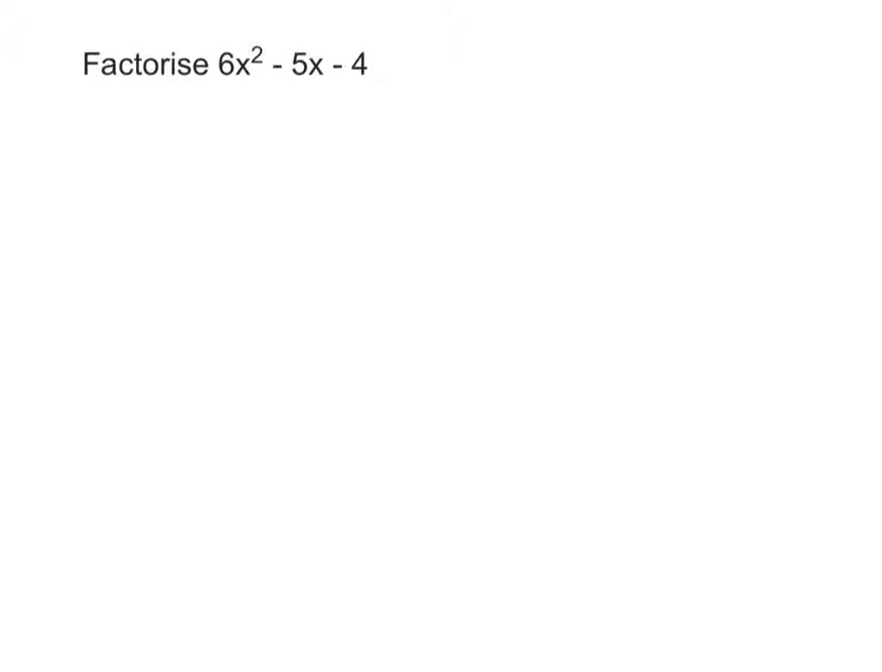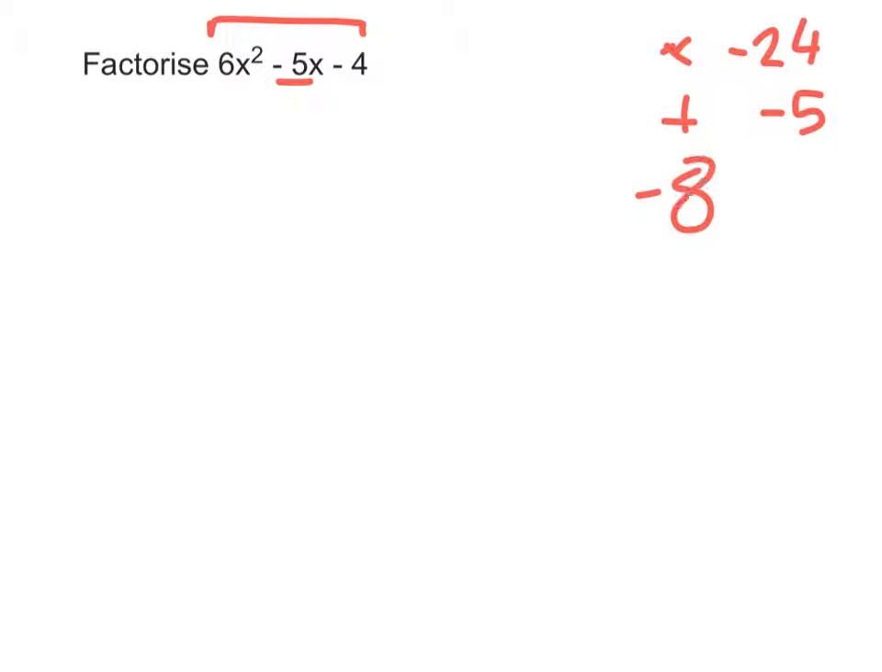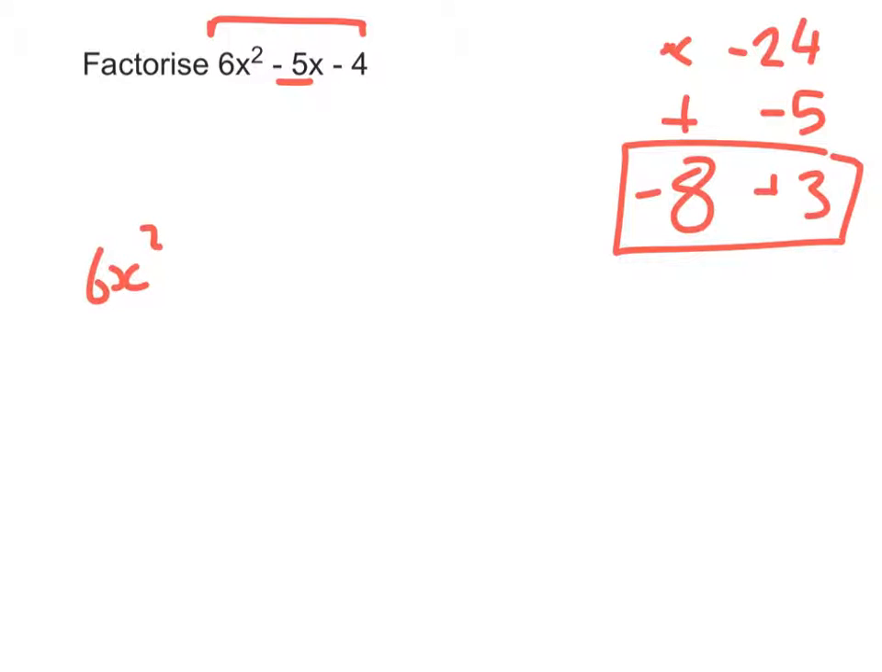One last example then, times these two together. So 6 times minus 4 is minus 24, so that's what I want them to times to get, and add to get minus 5, whatever's in the middle here. So two numbers that times together to get minus 24, but add to get minus 5 will be minus 8 and positive 3. So that's the numbers I'm going to use. So 6x squared, the minus 5x I'm going to change to minus 8x plus 3x, and then minus 4 at the end. Factorise the first bit.